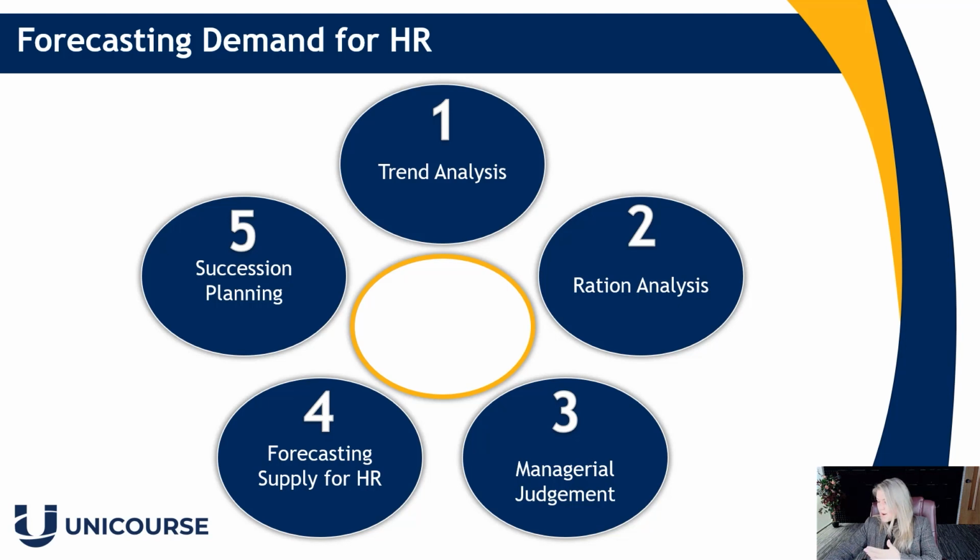When you look at ratio analysis, it uses links between business factors to forecast future HR needs. So, for example, taking a business factor to be sales, the ratio of sales to salespeople might be 250 to 1, for example. Therefore, the number of sales personnel required to meet the sales target can actually be calculated.